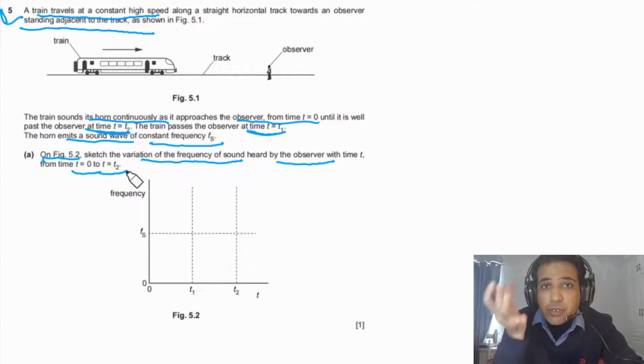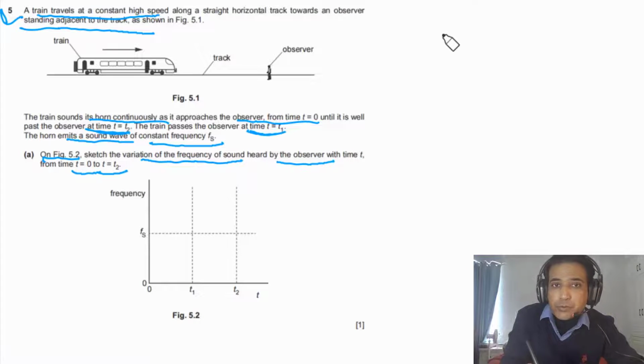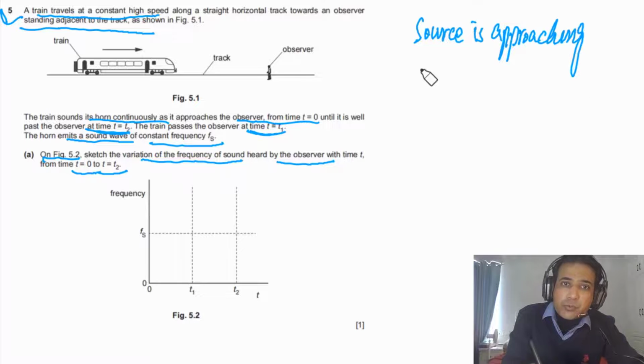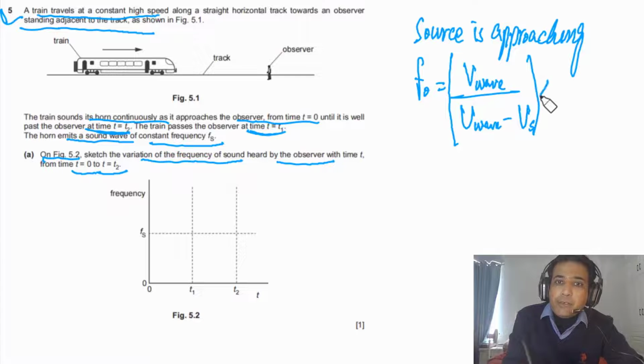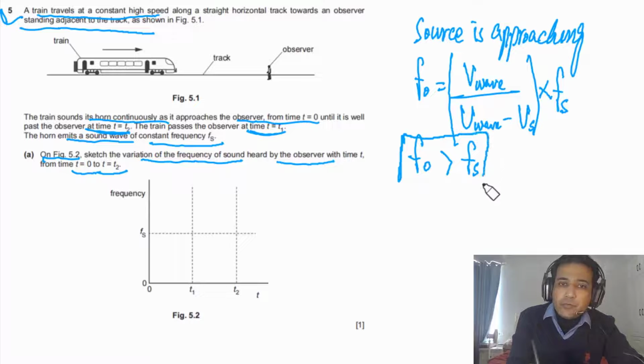This is a typical question about the Doppler effect. There are a few points we need to understand. For this question, the observer is at rest. So when the source is approaching, how will the frequency change? The observed frequency will be equal to the speed of the wave divided by the speed of the wave minus the speed of the source, multiplied by the frequency of the source. In this case, the observed frequency will be greater than the frequency of the source. So this is one thing we need to understand.